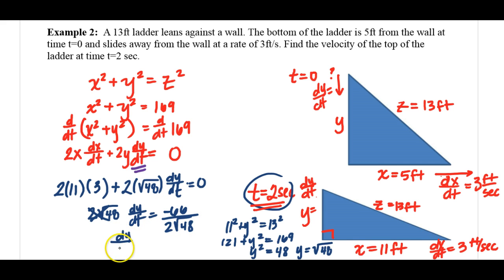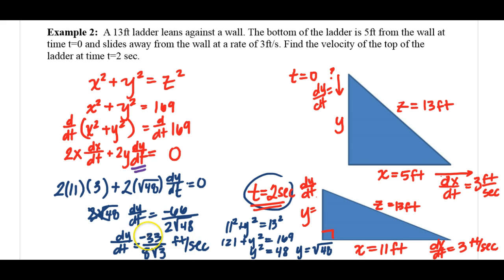If we were to simplify this, and I'm not going to rationalize the denominator, this is negative 33 over 8 radical 3. Of course, I could rationalize, but I'm not going to do that for now. I'm going to leave my answer like this and be sure to include my units. My units would be the same as dx/dt: feet per second.